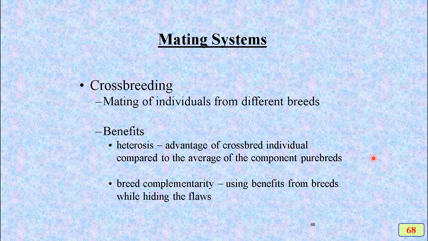It is the mating of individuals from different breeds of cattle. Here more and more heterosis will be there, the advantage of the crossbred individual compared to the average of the component breeds. The F1 always performs better than the original breeds. So breed complementarity is using the strengths from the breeds while hiding the flaws.